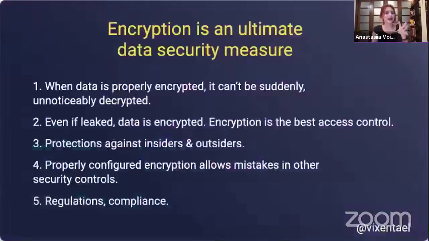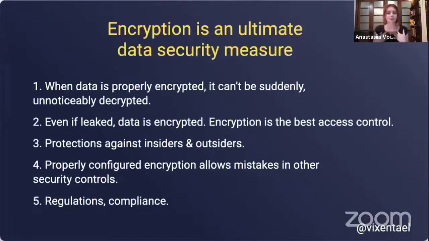Let's move to the ultimate part of that, right? Because I assume that everything here for now is easy for you. Let's go deeper. Encryption. I like to say that encryption is an ultimate data security measure, just because when the data is properly encrypted, it cannot be unnoticeably, suddenly decrypted. The trick is properly encrypted, okay? When data is encrypted, it's protected from insiders and outsiders.